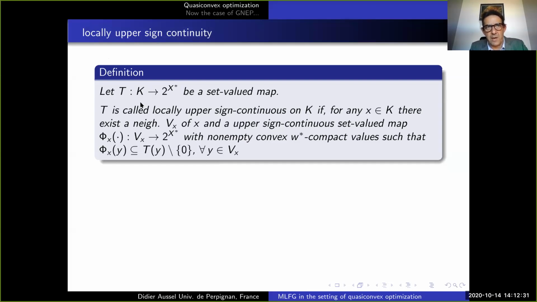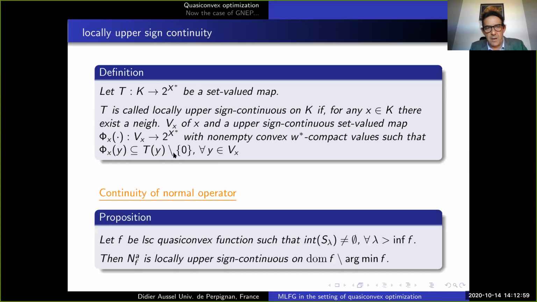So what is a local upper sign continuity? It says that actually you have a restriction such that you reduce the map T to a neighborhood of any point, and you will obtain an upper sign continuity with convex weakly compact values that is included into the operator T without taking 0. And what we obtain is that if F is lower semi-continuous and quasi-convex, with this non-empty interior property of the sublevel set, then this normal operator is automatically locally upper sign continuous on the domain, except in the argmin, but if you are in the argmin, it's done.